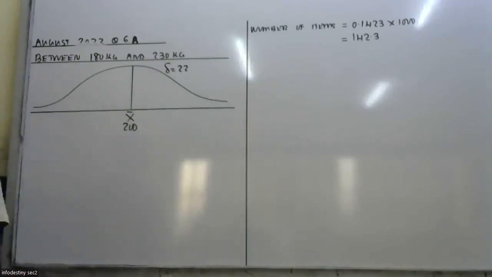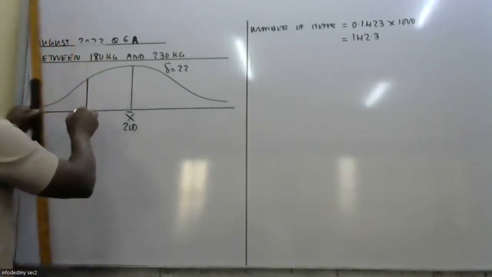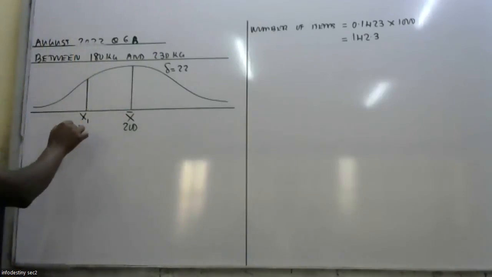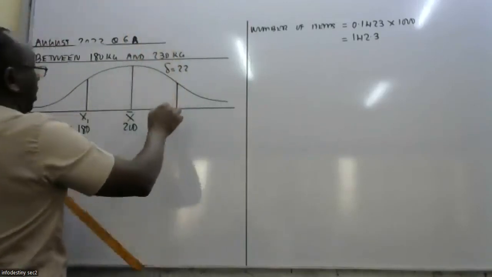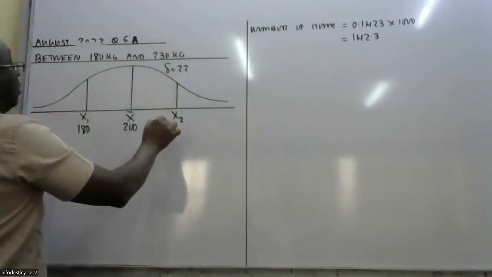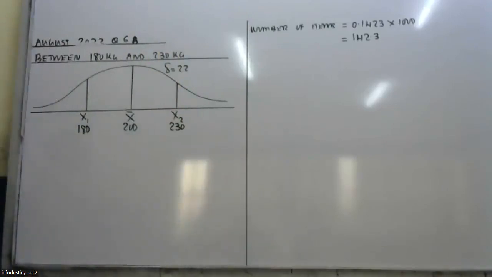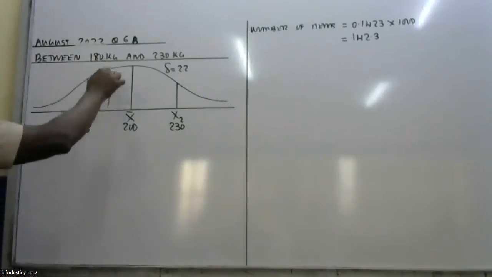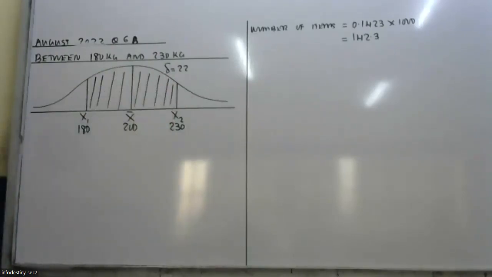So 180, do you see how it is positioned? Good. So you come here and tell us this is 180. X1, we have 180. X2, we have 230. So our area of interest is this one. That's our area of interest.